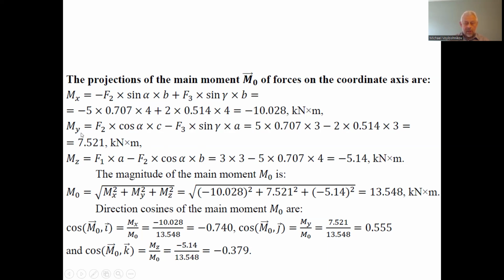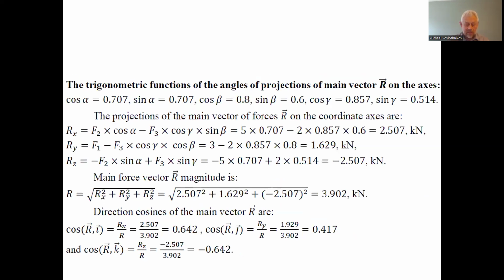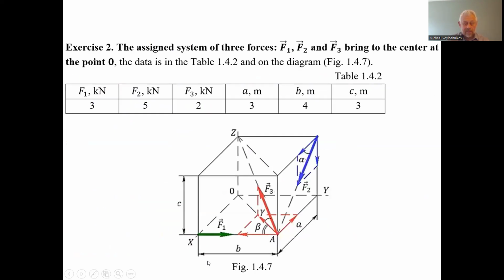And we can find the projection the same way, but relative to the y-axis. Relative to the y-axis, this component force does not cause the moment because it crosses the axis. This F1 does not cause the moment because it is parallel to the axis. These two horizontal components of the force F3 do not cause the moment because the first intersects the axis, and the second one is parallel to the axis.